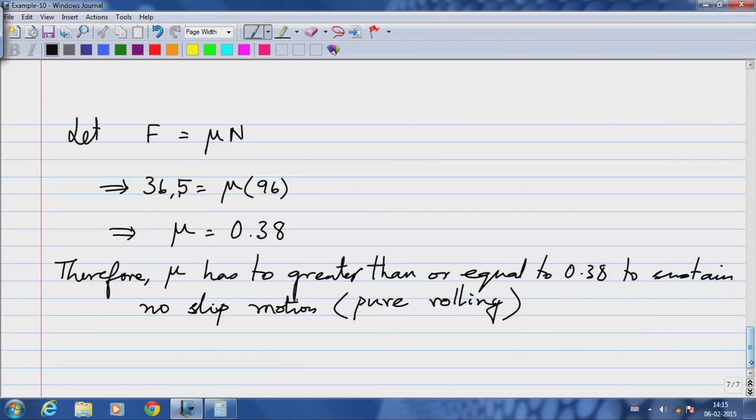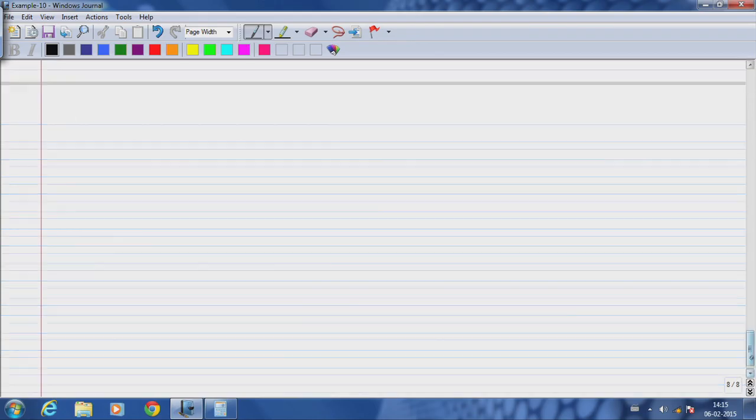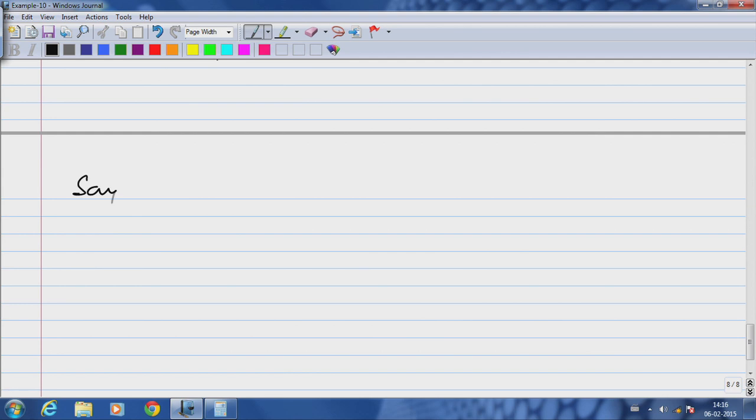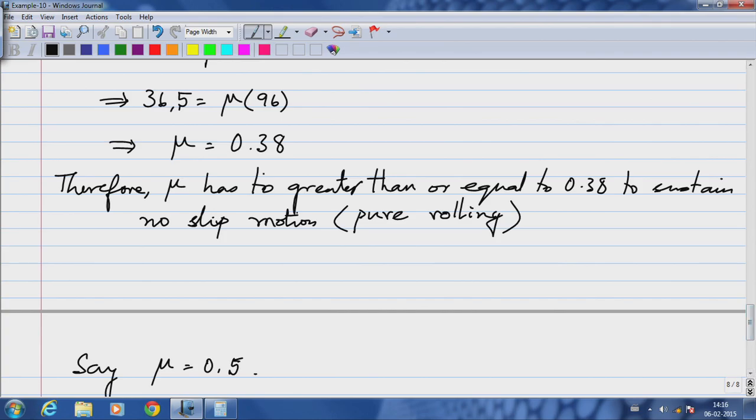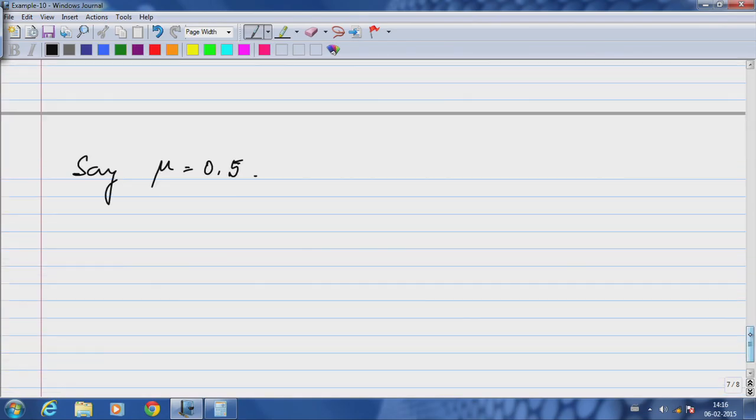So, let us just do some thought experiments. Say mu equals 0.5. If mu equals 0.5, that means mu is at least 0.38, mu is greater than the critical value. So, this is like a critical value of mu needed. Mu is greater than the critical value. Under these conditions, what it says is that I will have no slip. That is the first observation.